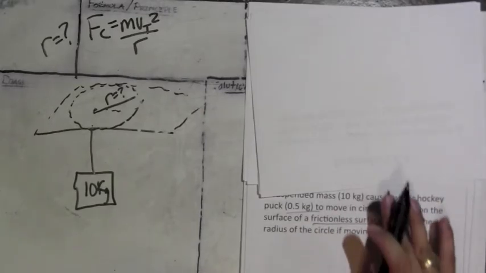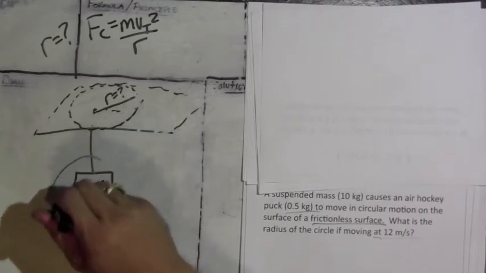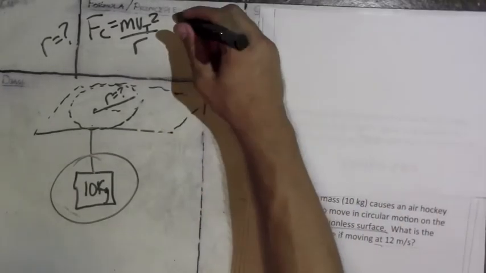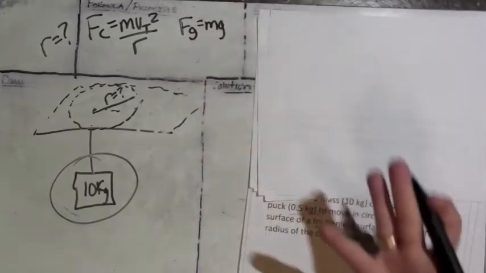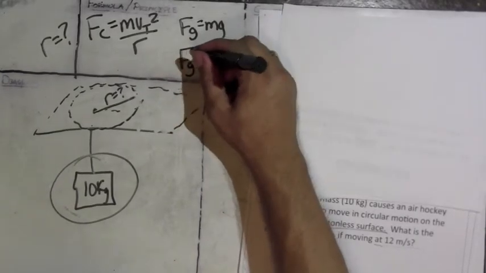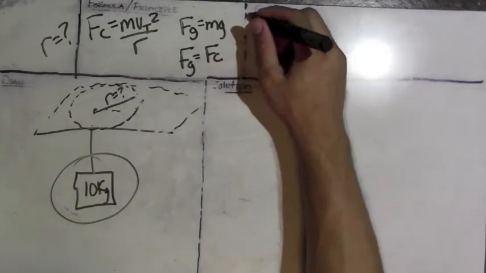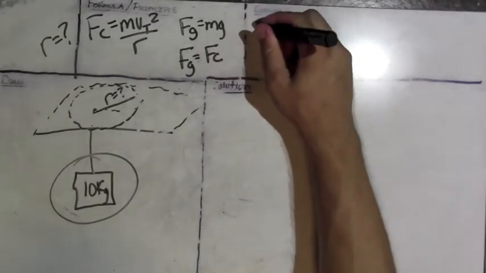In this case, what is causing the object to move in a circle is the weight of this object. So really, Fg equals mg. It's a formula that we're going to have to use. But also, this Fg is equal to the centripetal force. Now once you realize that, this question is actually very, very easy. You can say, I know that the velocity that it moves at is 12 meters per second.